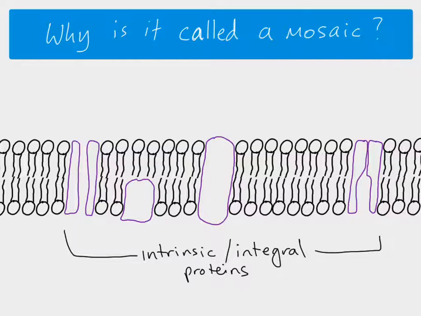Now, an important point here is that this central part of our bilayer, where all the tails are, is hydrophobic, and the heads are hydrophilic, as we've already said. So that means that any of these proteins that are embedded, so any of these intrinsic proteins, must have hydrophilic parts which orientate themselves to the outer side of the membrane, and hydrophobic parts which orientate themselves into the middle of the membrane.